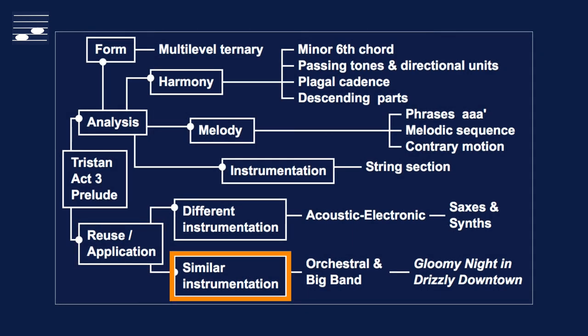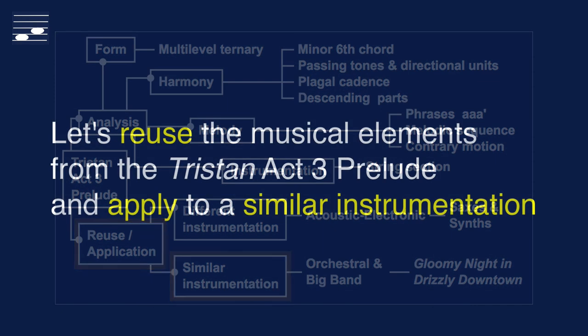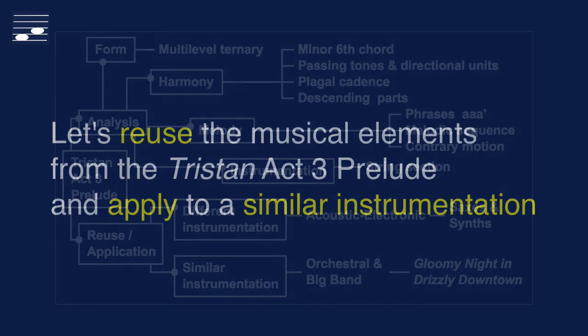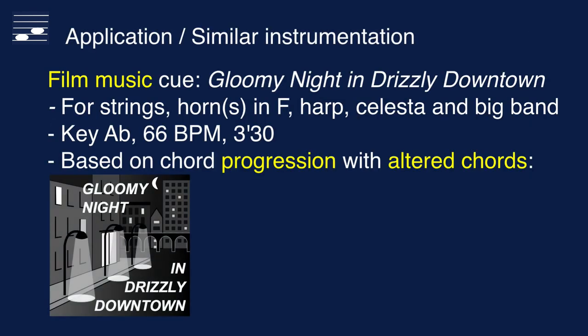Now let's try and reuse these same elements in new compositions. There's one example with a similar instrumentation and tonal register. It's film music cue in A flat major called Gloomy Night in Drizzly Downtown, that I will not discuss here in detail. It is based on a Wagner-style chord progression with altered and extended chords.